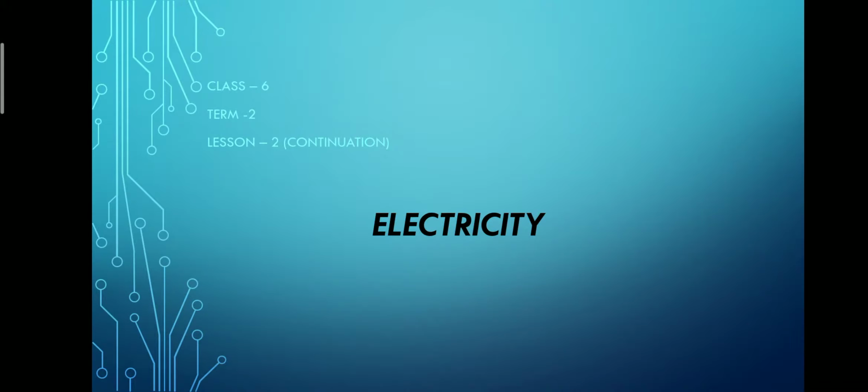Hello everyone, in this video we are going to see a lesson on electricity for grade 6, and this is the continuation of a previous video. In the previous video we have seen what the sources of electricity are and how electricity is generated from them. In this video we are going to see about the electric circuit and its types, and what conductors and insulators are, all those things.